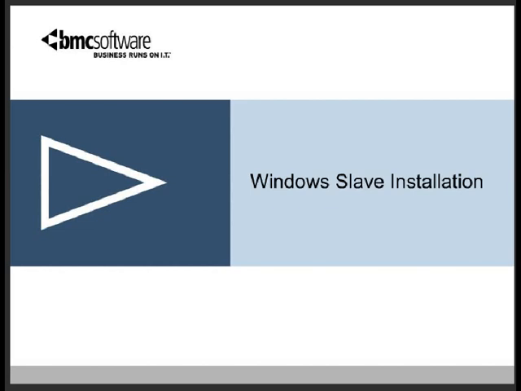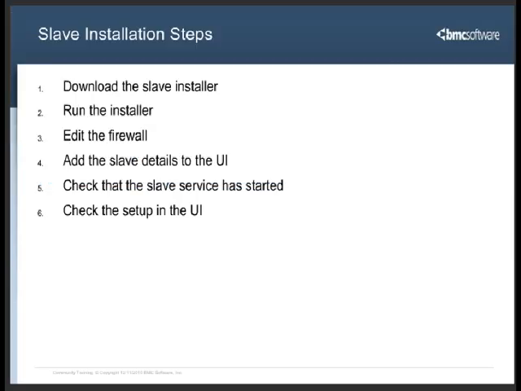In this tutorial, we'll look at how to install and manage a slave for Windows Discovery. We can install a slave in 6 easy steps. First, download and run the installer. Next, edit the firewall and add the slave details to the UI. Make sure the slave service is started, and then lastly, check the setup in the UI.